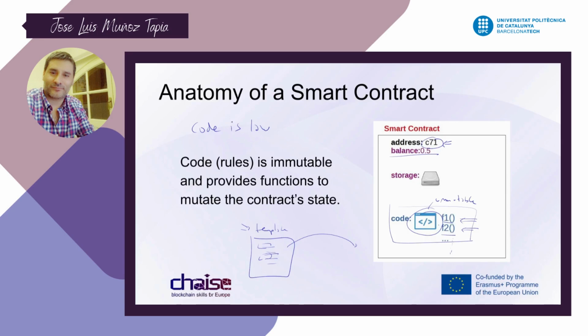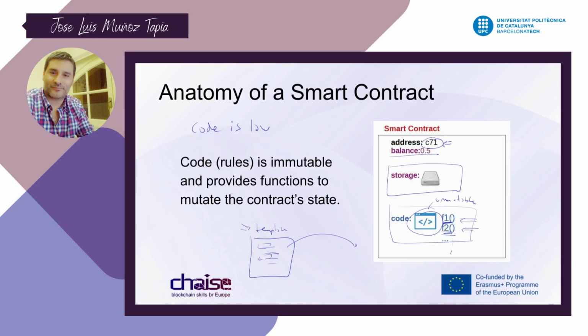And this is because, in principle, you cannot change the code of a smart contract. But the smart contract can store stuff that lives beyond a transaction.